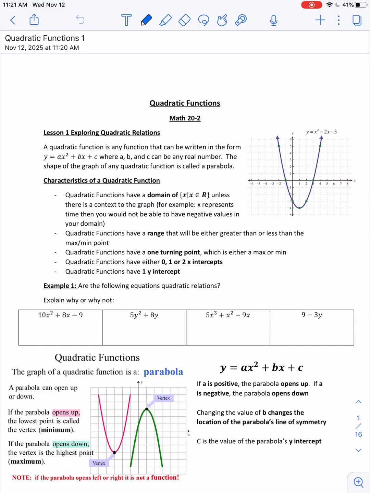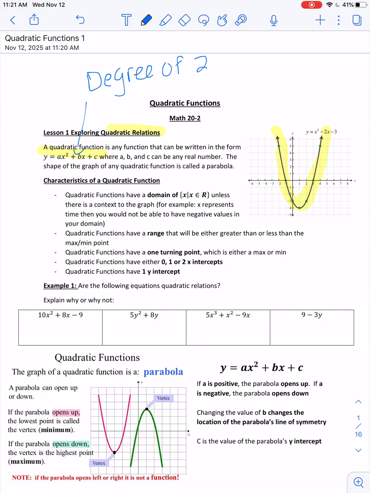Okay, so in our first lesson in Math 20-2 in our quadratic section, we're going to just talk about what a quadratic function is. So a quadratic function will form what we call a parabola. So it's like a curved type of line. A quadratic function also should be written in the form of ax squared plus bx plus c. So really, probably the most important thing for you to know here is that you should have a degree of 2 on any quadratic function.